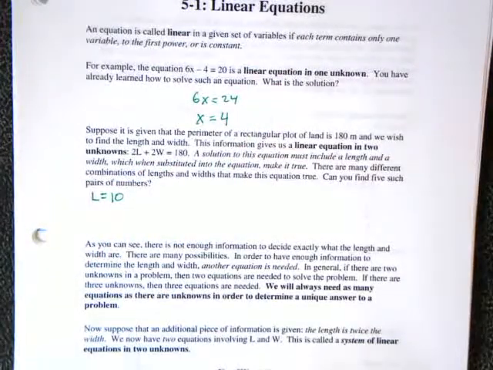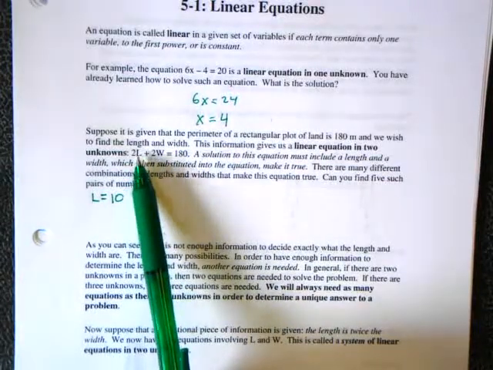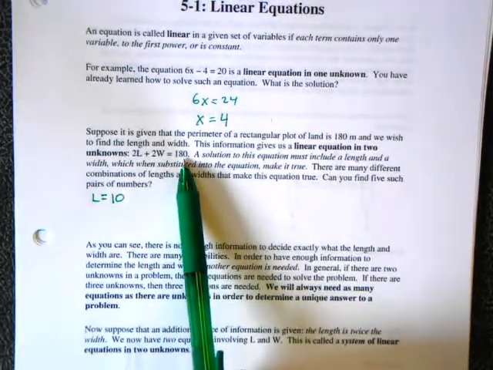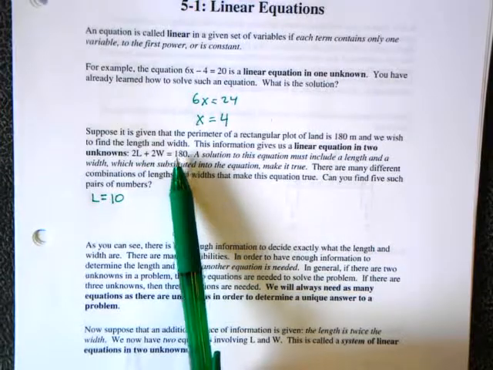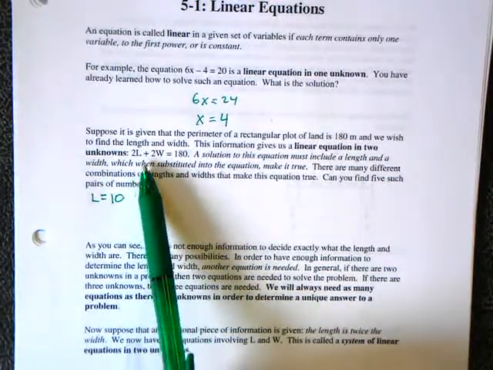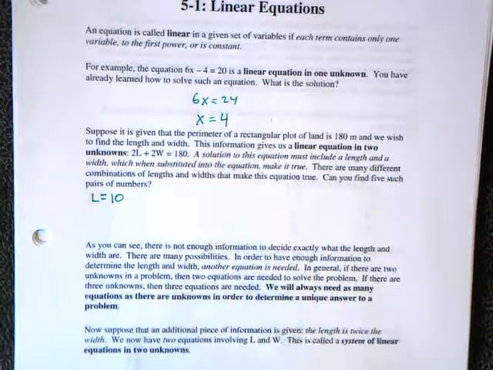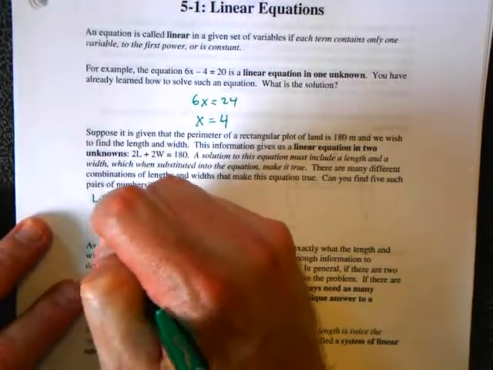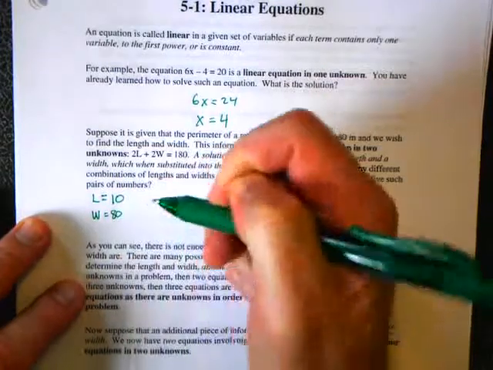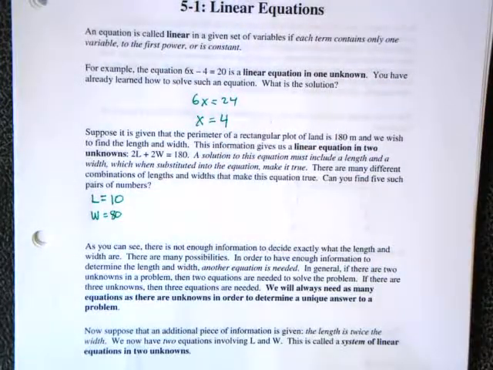All right, so I'm going to brute force it. I'm going to tell you the length is 10. If I tell you that the length is 10, can you find the width? Yeah, how would you do that? Well, you would plug it in, right? 2 times 10 is 20. So we would then subtract the 20 on both sides. 180 minus 20 is 160, and then we'd have to divide by 2. 80, so W is 80.